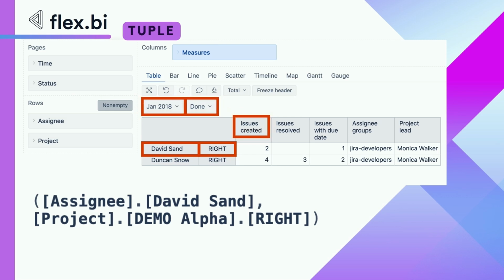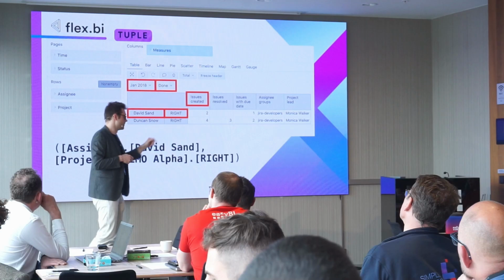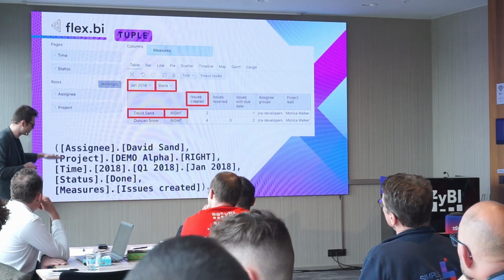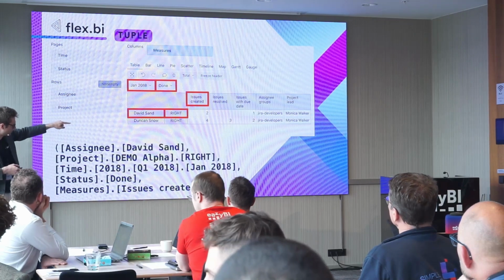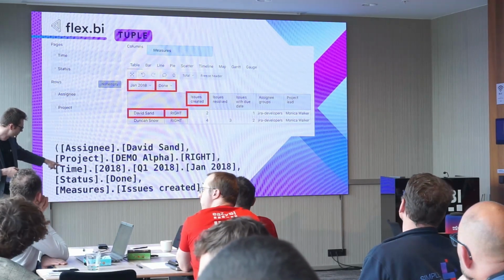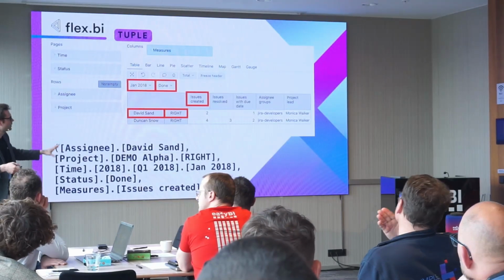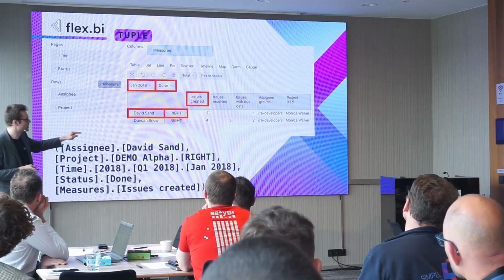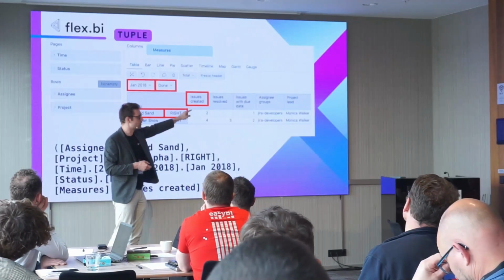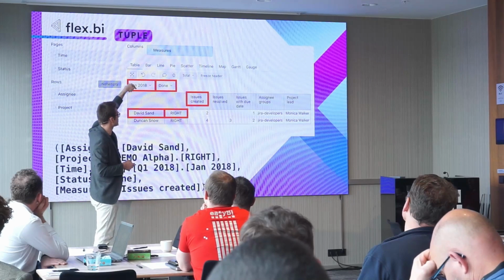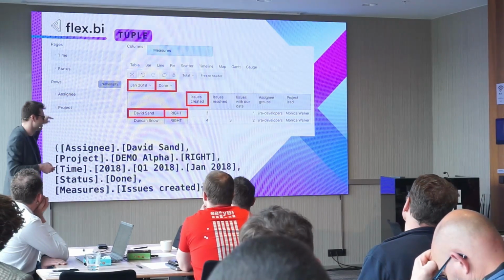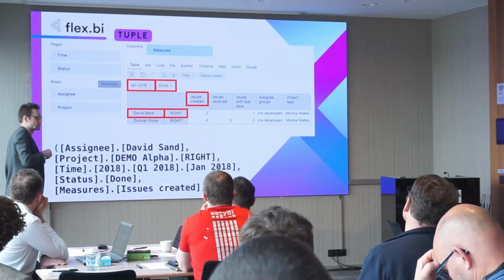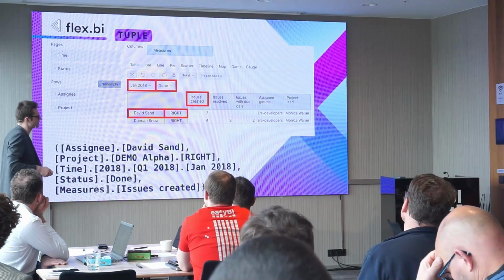But this report contains more selections. It's not just David and right, it's also January, it's done, and it's also issues created. So if we put all of those together, this will be a full tuple of everything in the report, where we have assignee, project, time, status, measures. And if you make this formula, you will get the number 2. And the number will stay 2 even if you remove January, you remove assignee, because we put that in the MDX calculation. It's not in the report, but it's in the calculation, okay?